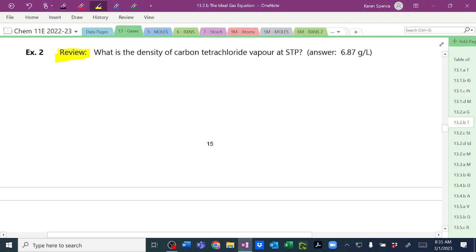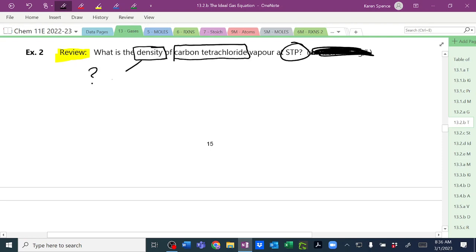This kind of question could cause problems because you might look at it and think there are no numbers. Other than the fact that there's an answer given there, let's pretend that answer is gone. There's no numbers in that question, right? However, we do know that it is at STP, we do know that it is carbon tetrachloride, and we do know that we want the density, which is probably grams per liter.